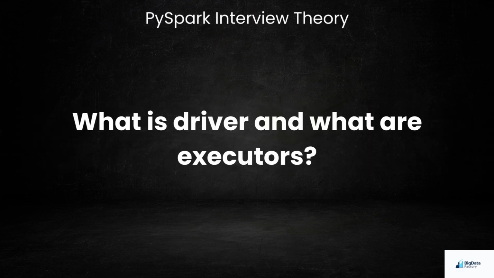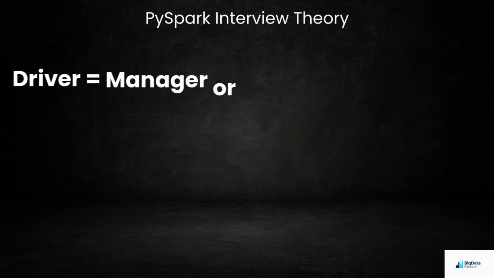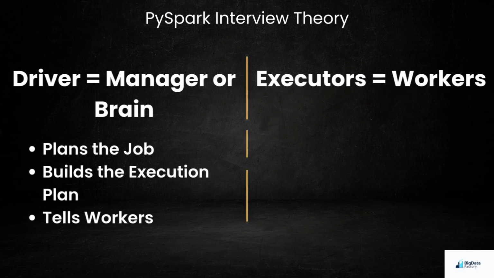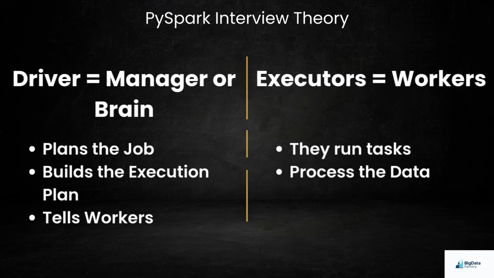What is a driver and what are executors? This is one of the most important Spark basics. The driver is like the manager or the brain. It plans the job, builds the execution plan, and tells workers what to do. Executors are the workers. They actually run the tasks and process the data. A useful way to remember it: driver decides what to do, executors do the work.